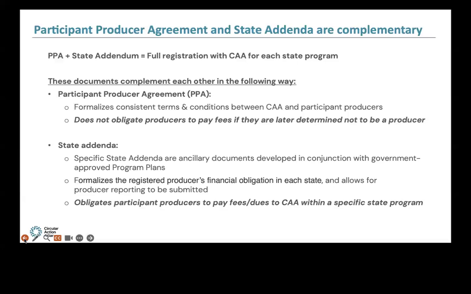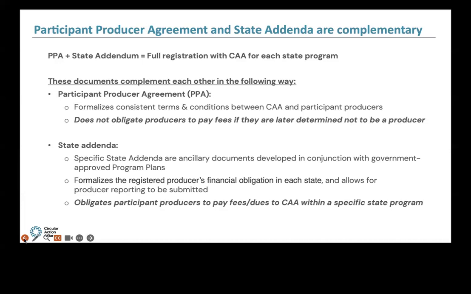All right, now that we've discussed the PPA, what it entails, turn to the state addenda. The PPA and state addenda are really complementary documents. And the PPA and state addenda together are what equal full registration for a state program. The PPA, as we discussed, formalizes the terms and conditions. The state addenda is what formally obligates you in a particular state.